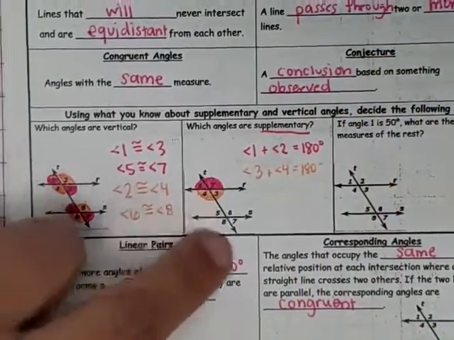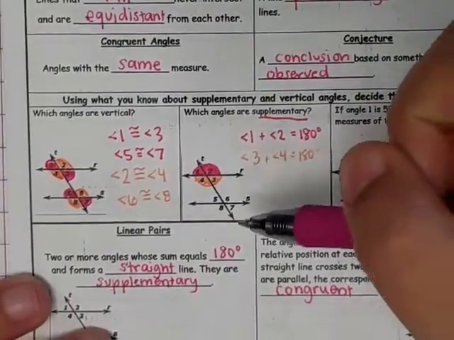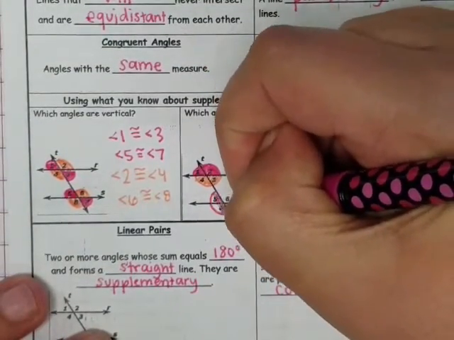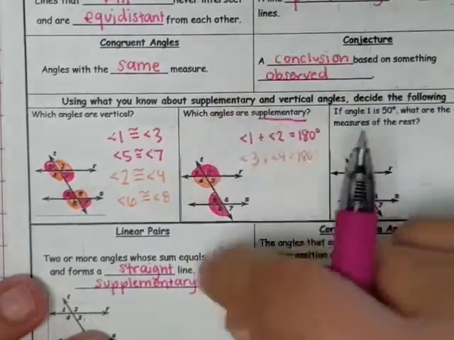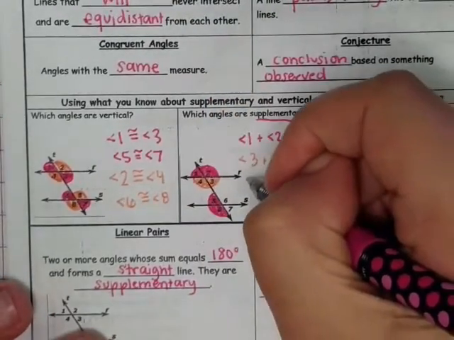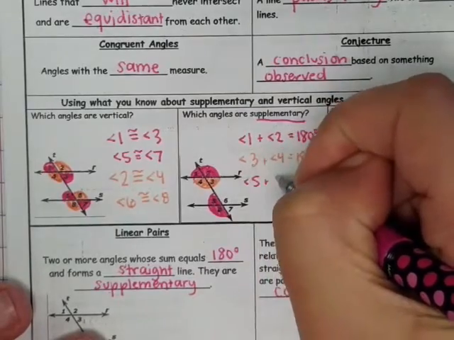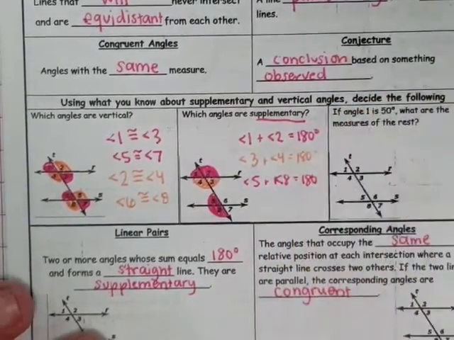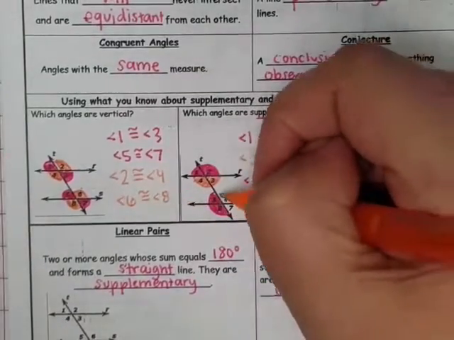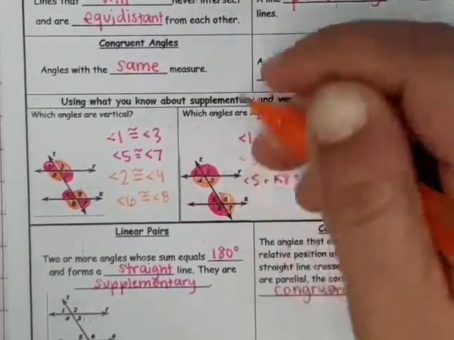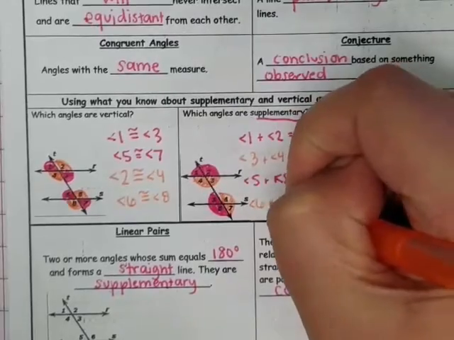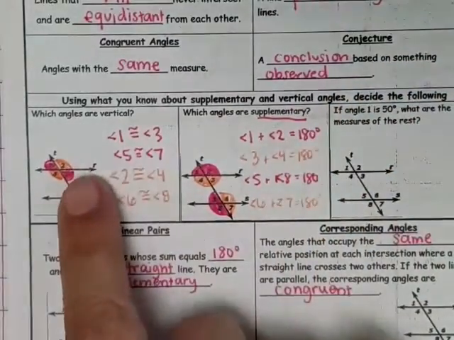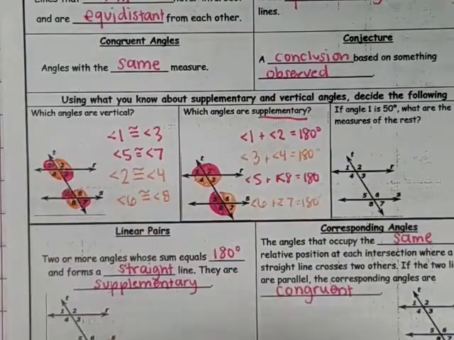And then I'm going to look at it sideways. Again, there are more than what we're going to name, but that's okay. Angle 5 and 8 create a line, so those are supplementary. And angle 6 and 7. Okay. So we've talked about vertical pairs, and now we've talked about supplementary angles.